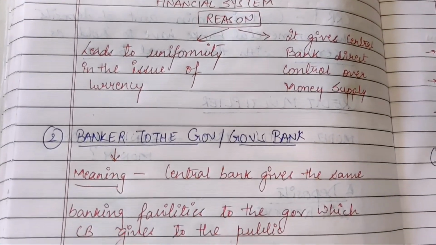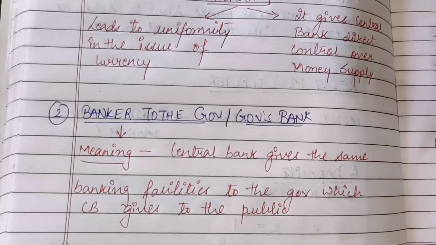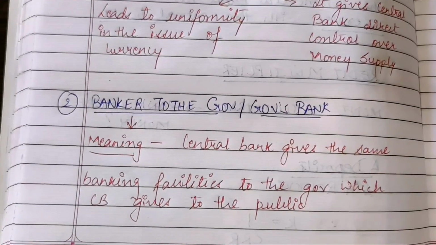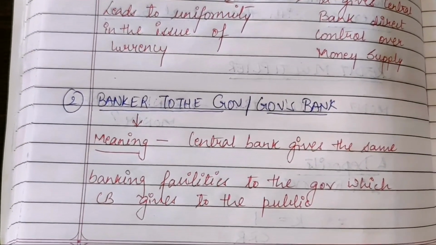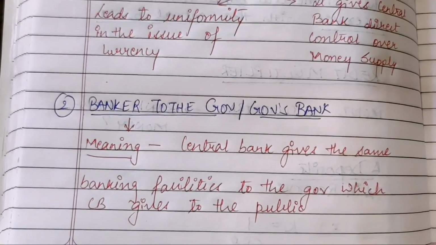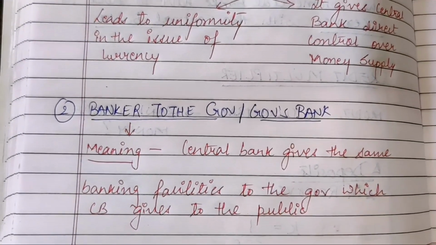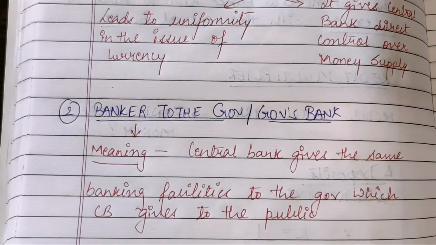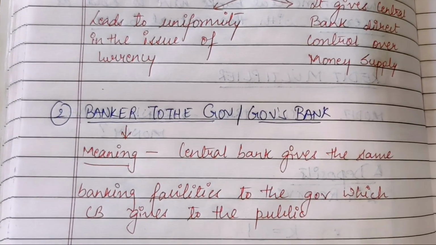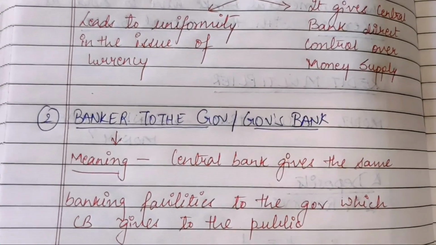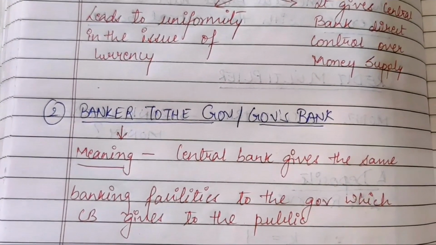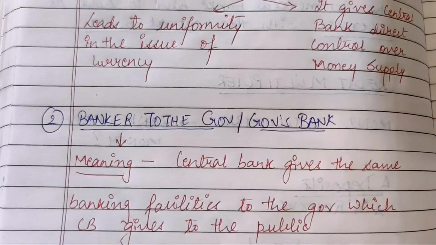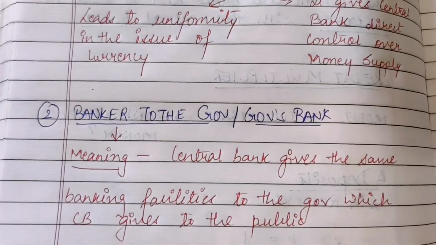Now, when I talk about banker to the government, or government's bank, there are many roles related to it. So first, what do you mean by banker to the government? Central banks give the same banking facilities to the government which commercial banks give to the public. Like certain facilities which are provided by commercial banks to the public, similar facilities are provided by the central bank to the government.